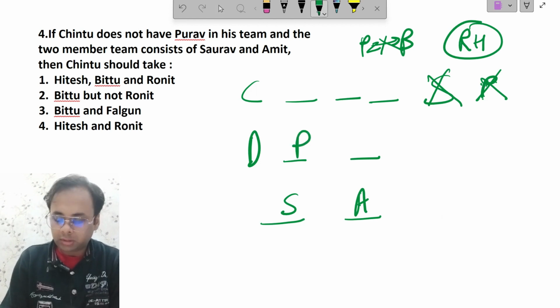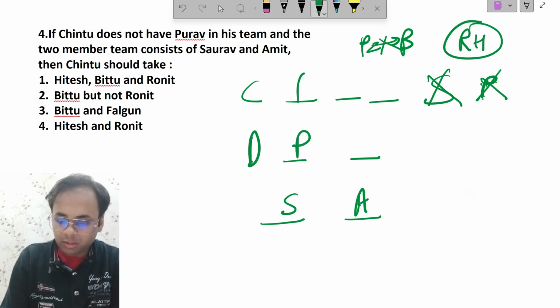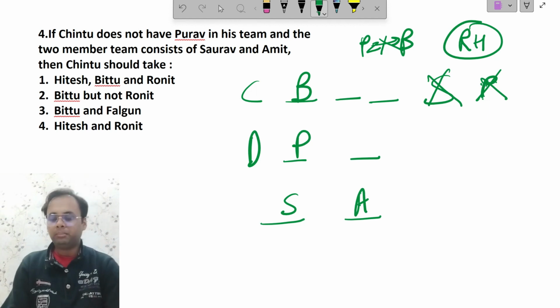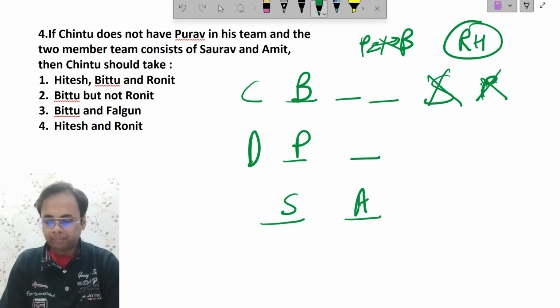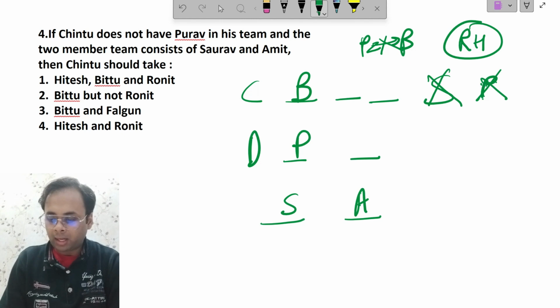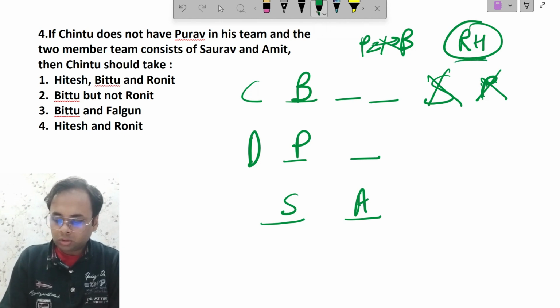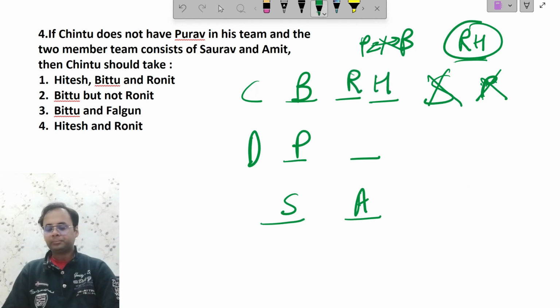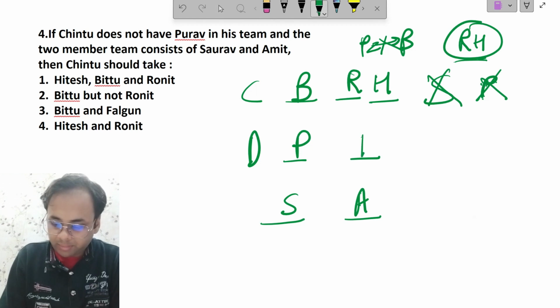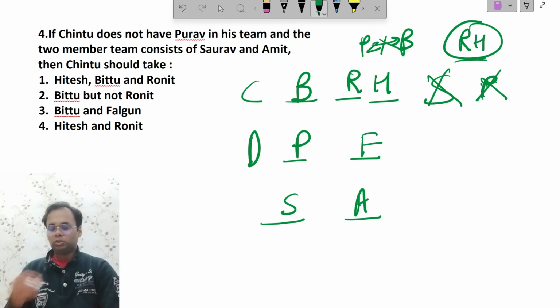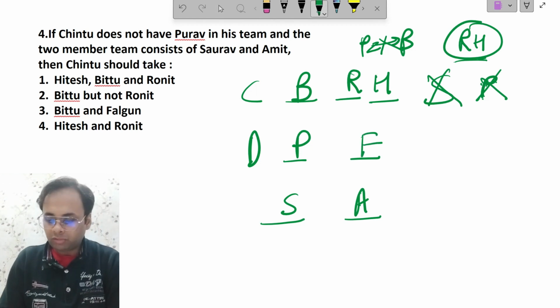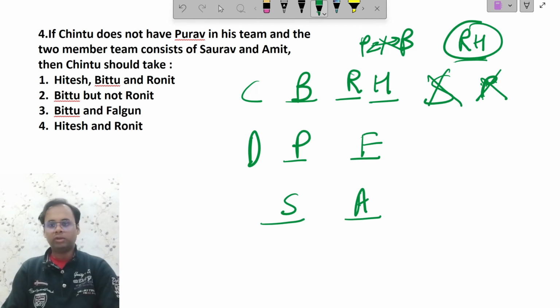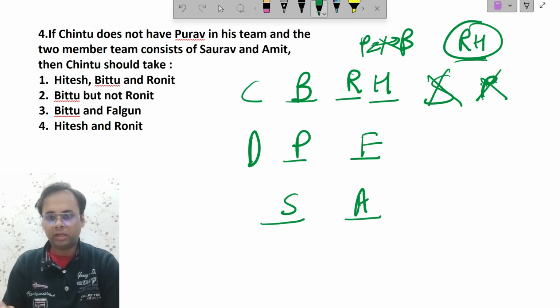So P must now be placed in the three member team, and in that case B should come in the four member team because P and B cannot come together, and R and H have to be together. So two places are left in this four member team only, so R and H must come over here. And F is remaining, so F comes up over here. So by these conditions we have formed this case, and this is a certain case. We have formed this with certainty without any ifs or buts.